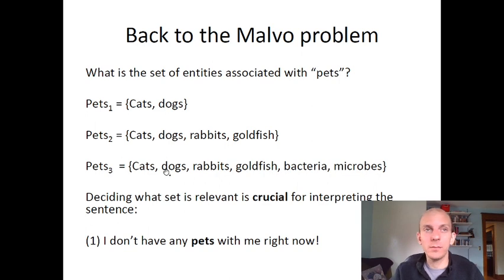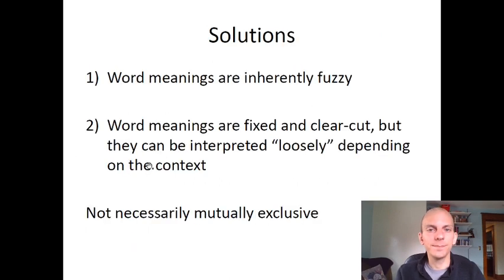And we need to know, right? So Malvo is very weird in this situation, but it does matter in some sense, right? You do actually need to know what set somebody's talking about in order to make sense of the question that this lady at the front desk asks, which is, do you have any pets? Or to make sense of the sentence, I don't have any pets with me right now, we need to know which set we're talking about, right? So it can matter. It matters, right?